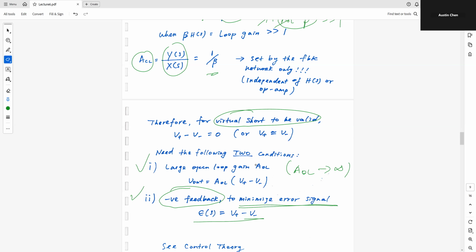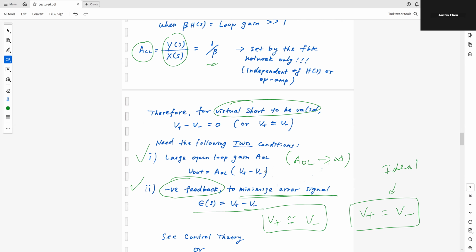So you can keep this error signal small so that V plus and V minus will always be very close to each other. Ideally, obviously, we want them to be equal to each other, but practically speaking, we can only try to make them as close as possible. When you later on design your op-amp at a transistor level, we will try to make V plus very, very close to V minus. But in an ideal setting, yes, this is what we want. And this is the more practical case.